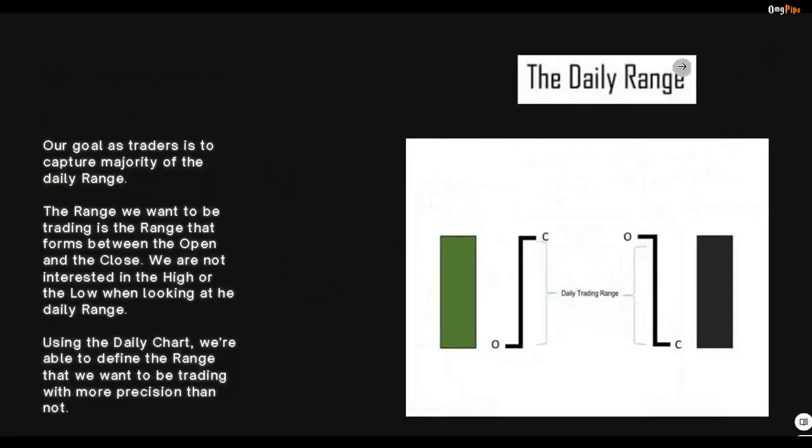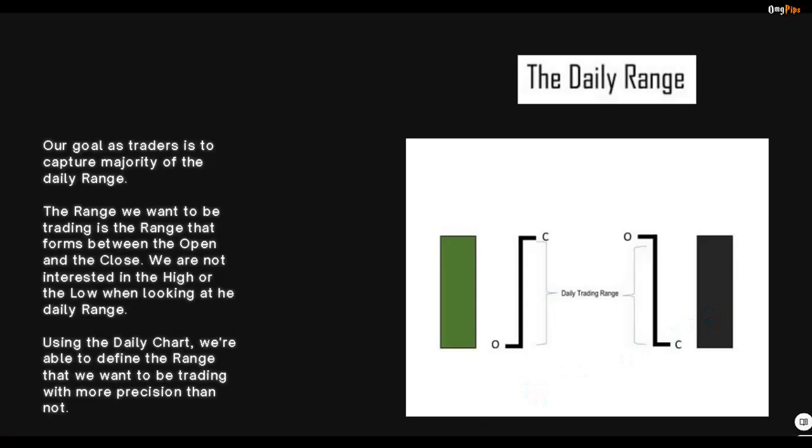So from the London Protraction, we come to the daily range. These are two candlesticks. This is a bullish candlestick. This is a bearish candlestick. This is a main body. This is a main body. These are two candlesticks without their wicks.